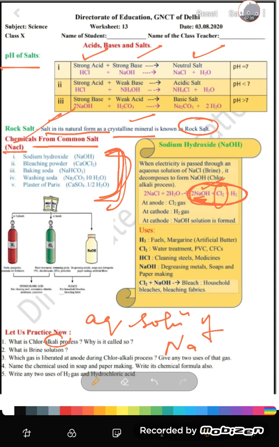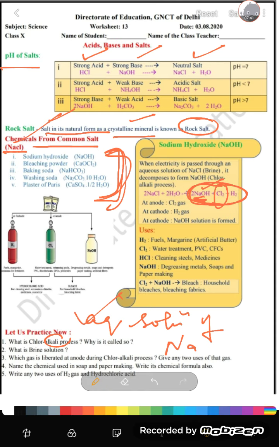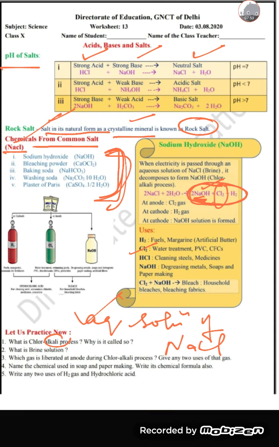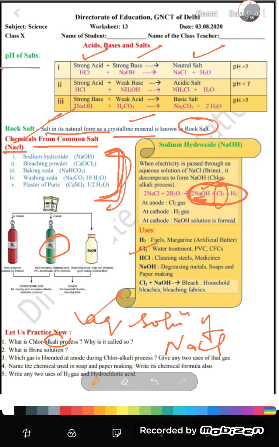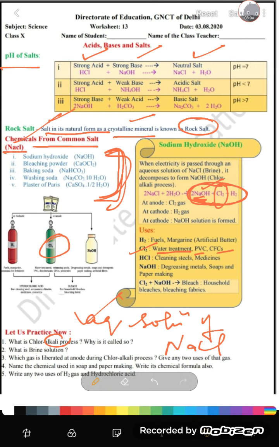Next we have: what is brine solution? An aqueous solution of sodium chloride is called brine solution. Which gas is liberated at the anode during the chlor-alkali process? Third question. Chlorine gas is liberated at the anode. Give two uses. Chlorine gas is used in water treatment, PVC and CFCs.